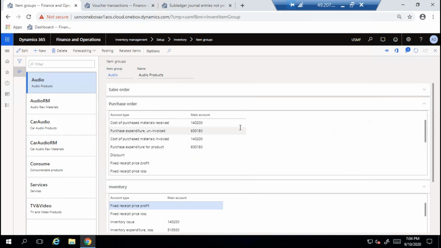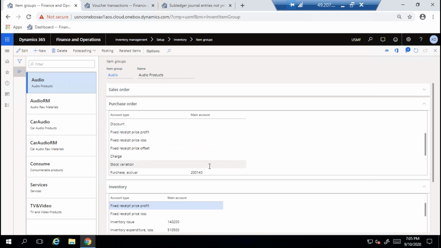All these are here. So cost of material invoiced means during invoice, and vendor account credit, that is vendor posting profile, and purchase expenditure for product 0. These are the invoice ledger accounts, and these are posting product receipt accounts, this one, and this one. Understood?